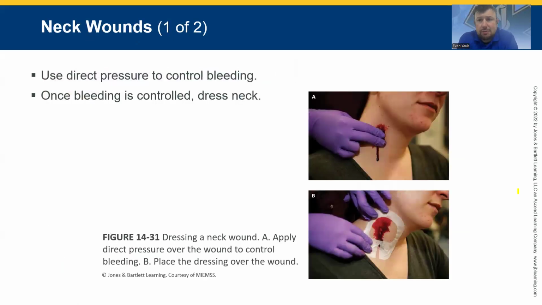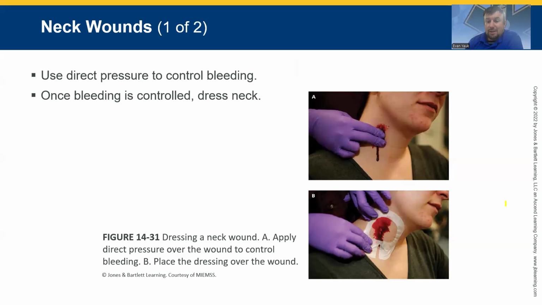Neck wounds. This is a little bit different monster. Use direct pressure to control the bleeding. Once bleeding is controlled, dress the neck. It depends on where that wound is. This has always kind of screwed me up as well. Yeah, we can do some direct pressure if we need to. If it's a main artery, though, I don't know if direct pressure is going to do it.